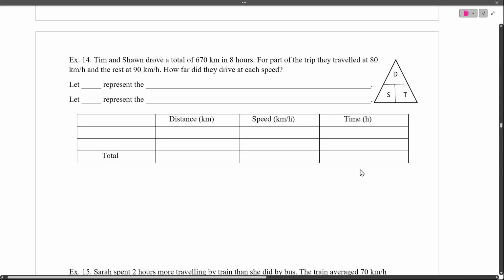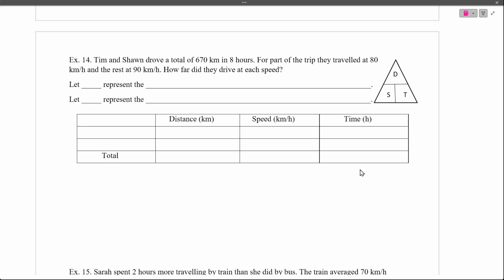So Tim and Sean drove a total of 670 kilometers in 8 hours. For part of the trip, they traveled at 80 kilometers an hour, and the rest of the trip, 90 kilometers an hour. How far did they drive at each speed? So the last one was how long, so time-wise. This one is how far. So the distance is actually our unknown this time, not the time. So we have to keep this in mind. So now when we create this chart, that's going to be the key point here.